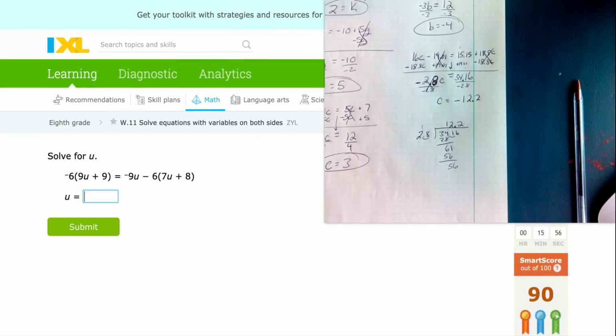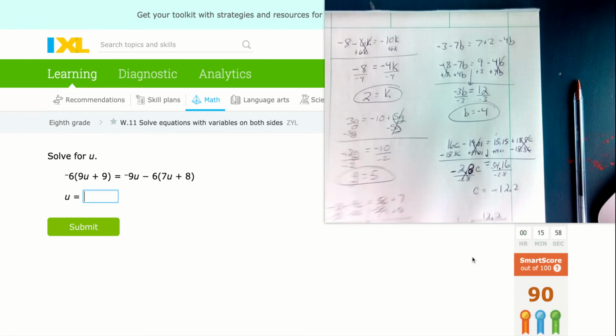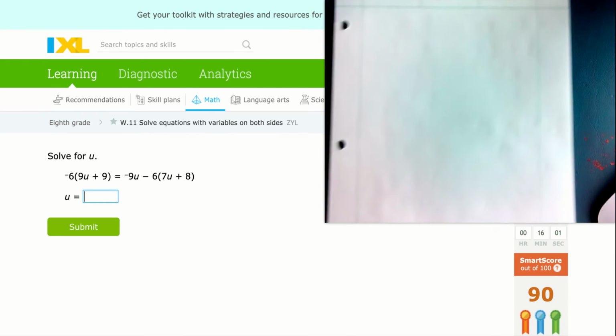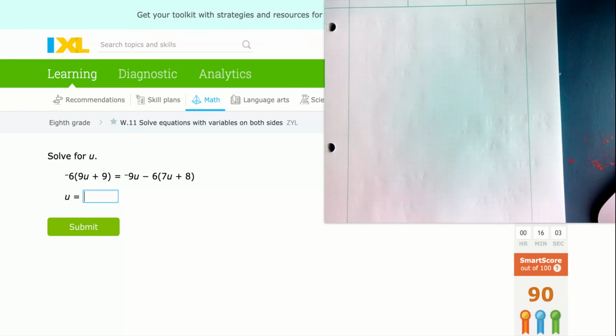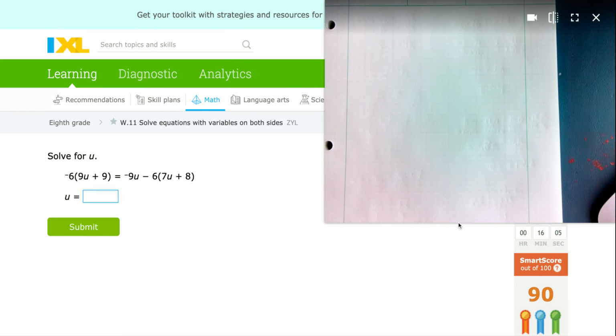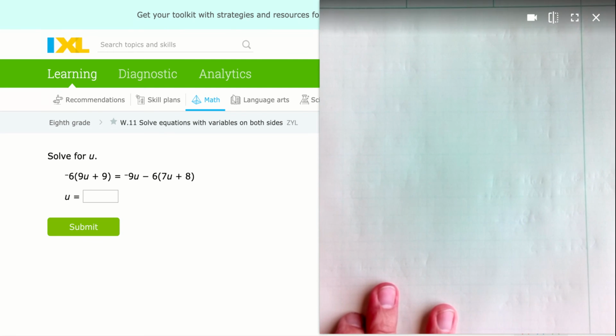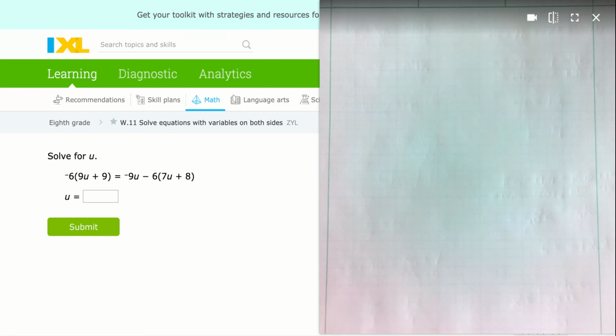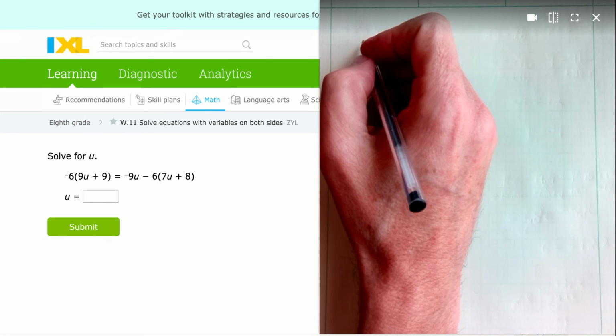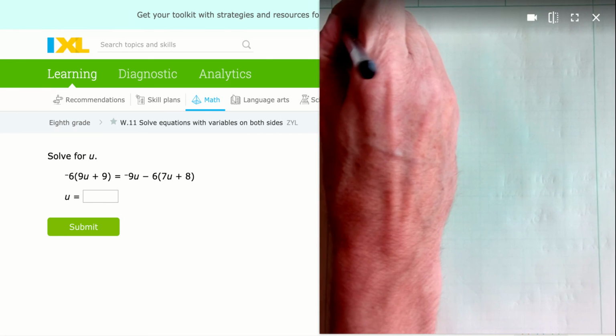Oh, let's do this one. Let's do a parentheses one. I want to make sure I show one of every type that you might see. What I would recommend here is to actually remove the parentheses first off. So the very first thing I would do is remove the parentheses by distributing. So let's write this out really quickly.